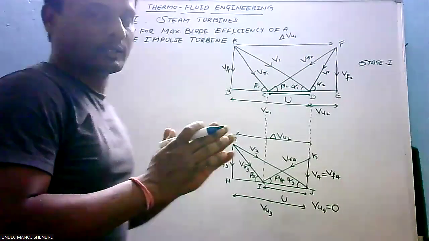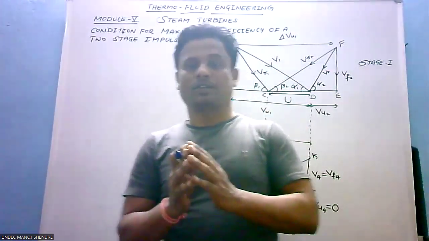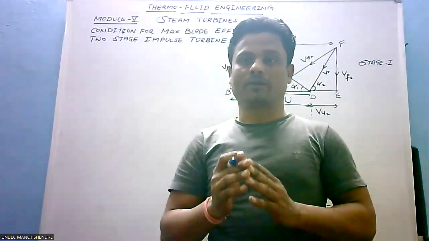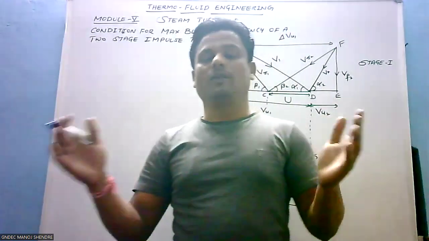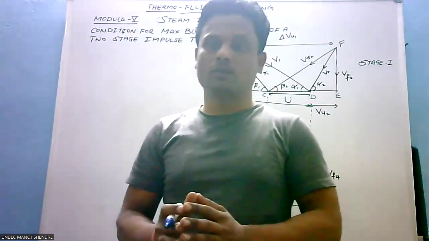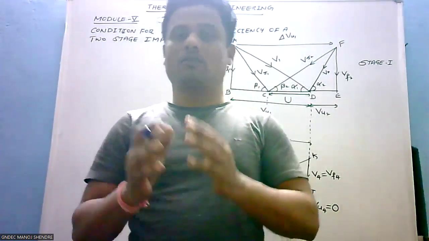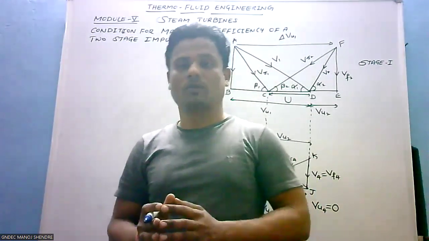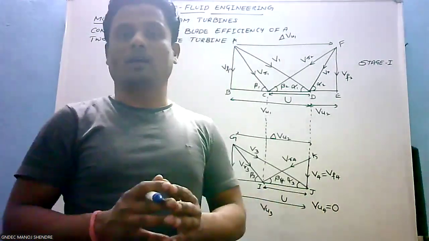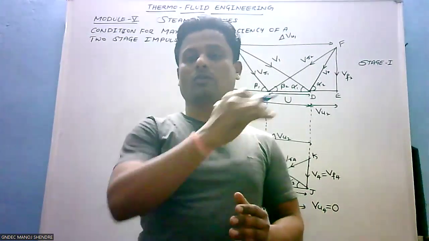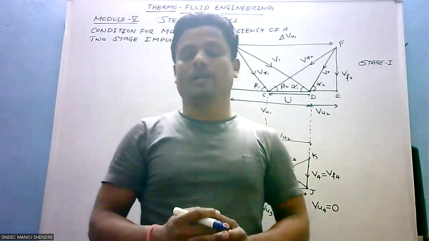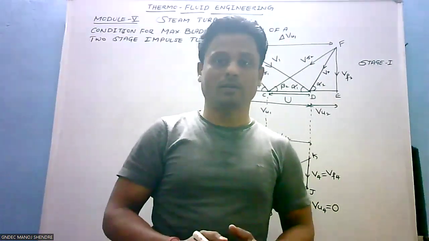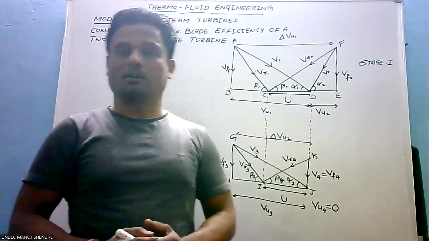Now let us obtain the expression for the work obtained from the first stage and the work obtained from the second stage. Then we'll combine those two equations to get the total work obtained from both the stages. Then we'll divide that total work done equation by the total energy supplied, that is, the kinetic energy supplied to the rotors.